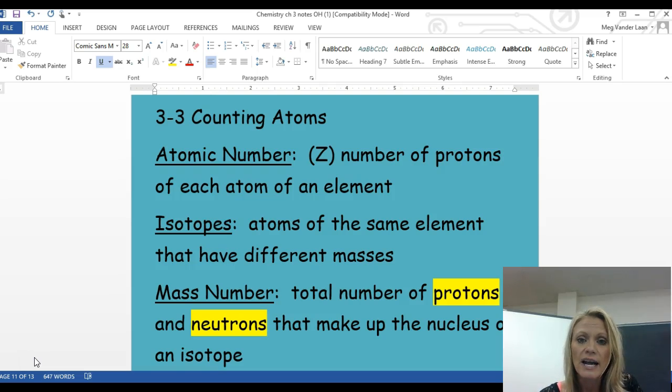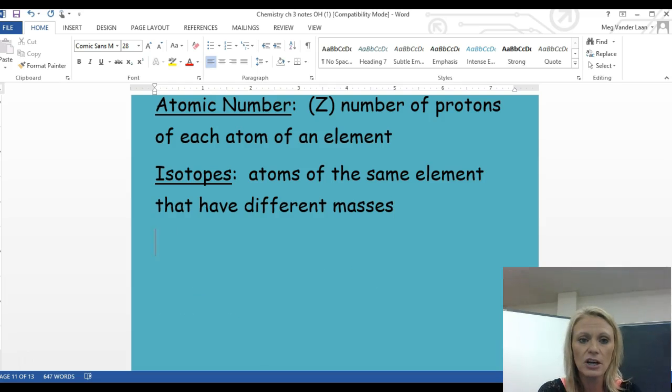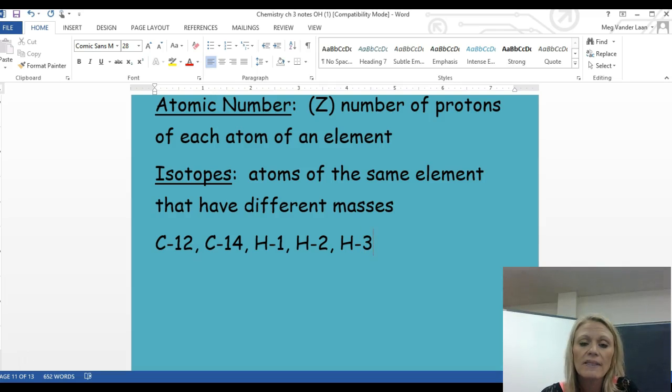Now, isotopes are atoms of the same element that have different mass numbers. Now, this mass number is made up of the protons and the neutrons, as you can see right here. The total number of protons and neutrons make up the nucleus of an isotope, and that is the mass number. So, when we are looking at different isotopes, there are examples. There's carbon-12, if you've heard of carbon-12, carbon-14, carbon-12 dating, carbon-14 dating. There's hydrogen-1, hydrogen-2, and hydrogen-3. Those are all isotopes. They have different mass numbers.